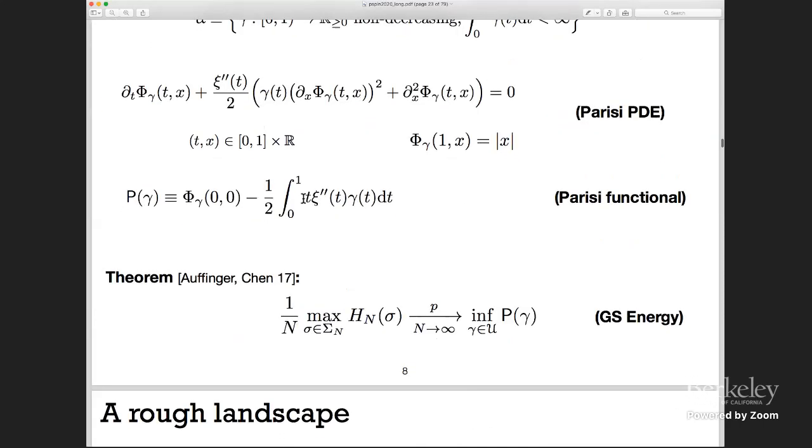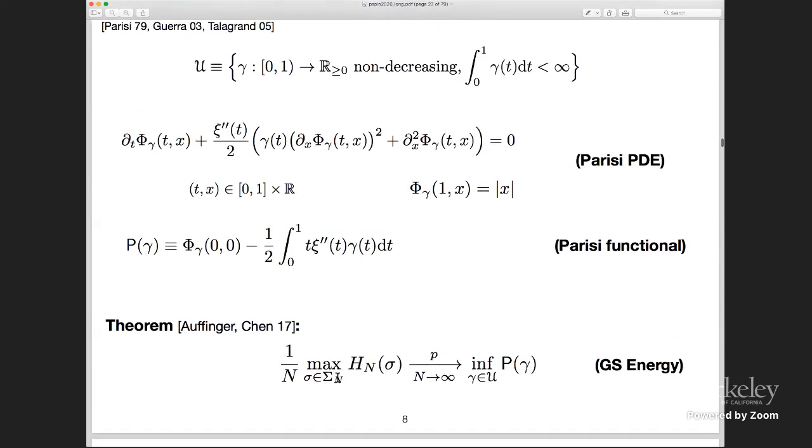And now the result is that the normalized maximum over the hypercube of this random function H converges to the infimum of P over this class U. Okay, so this is called the Parisi formula at zero temperature.